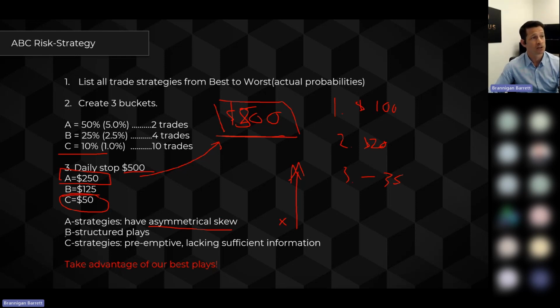In terms of B trades, those are your structured plays. They're plays that you understand, you know how they work, you know how to get in, you know how to get out. And then your C trades, when you're preempting, perhaps you don't have that much information, a little bit of a gamble trade, maybe you want a fun little scalp because, whatever it might be, those are C trades. The key here is we take advantage of our best plays.